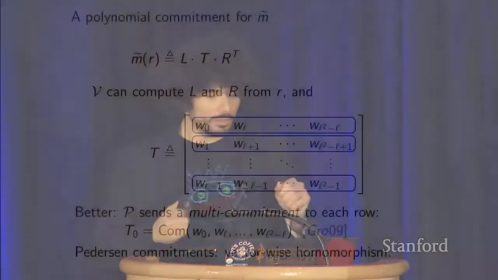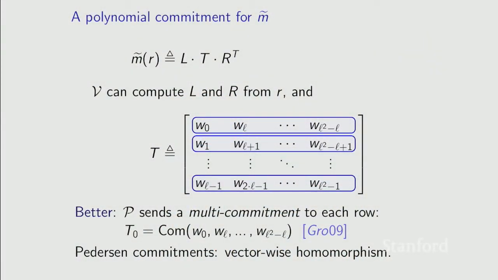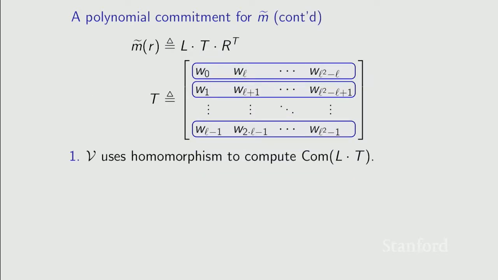So to sidestep that problem, we're going to follow an idea due to Jens Groth, who uses multi-commitment schemes to commit to each row of the matrix. So what's a multi-commitment? Well, it's a commitment where the message inside is a vector. And if we use the Pedersen commitment, then what we get is a multi-commitment that has a vector-wise homomorphism. So if we have two commitments to vectors and we use the addition operator on them, what we get is a commitment to a new vector that's the sum, vector-wise, of the previous two. Okay, so then how are we going to use this?